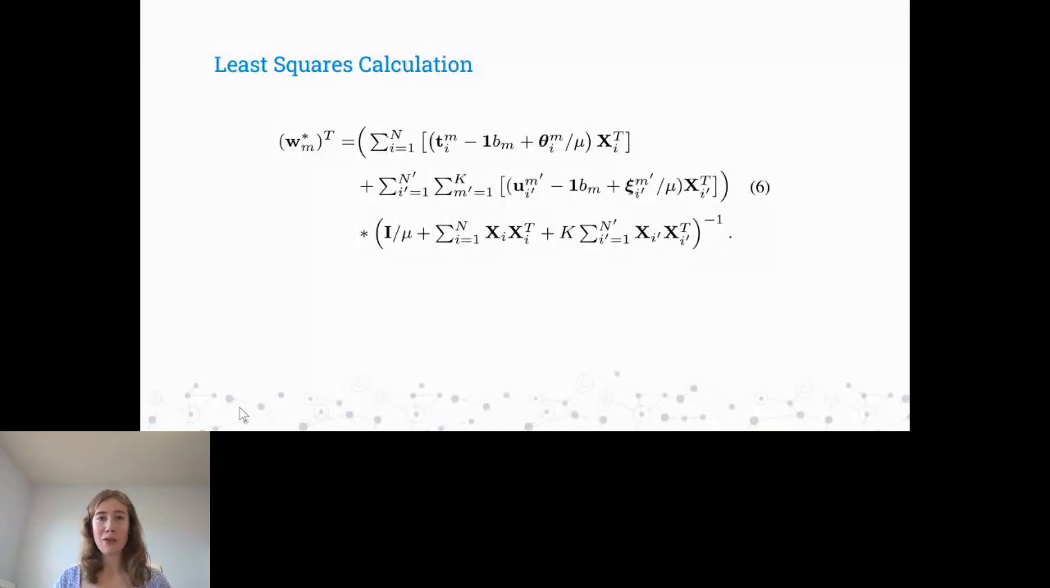As I promised before, I will now talk about how we avoid that least squares calculation. So here in equation 6, the inverse matrix calculation requires a least squares solver in every iteration. However, the least squares solver has complexity O(N D squared) and will have to be solved every iteration, which may not be computationally feasible if the number of features D is very large.